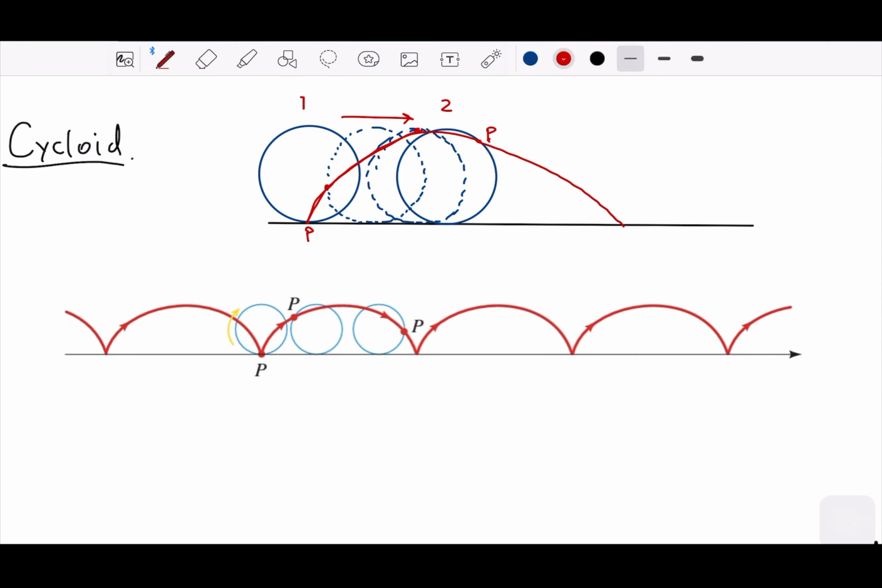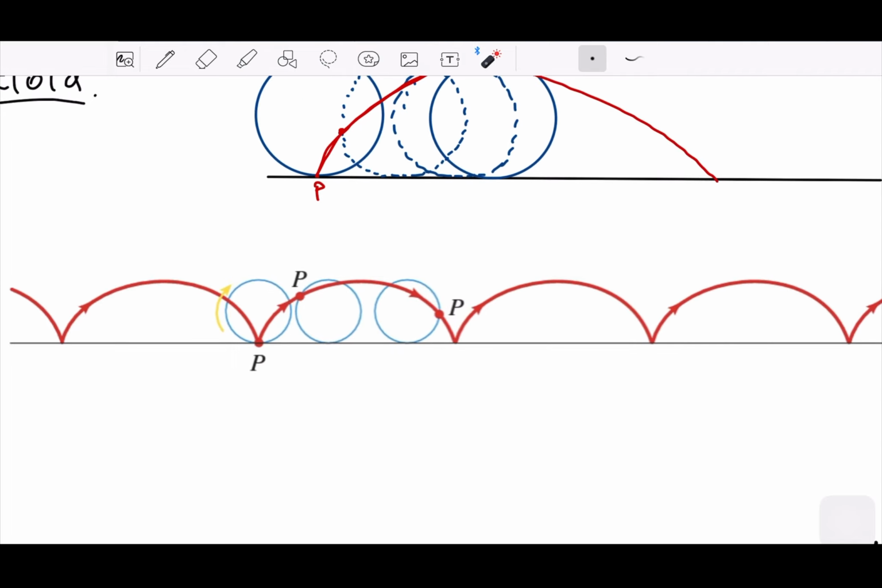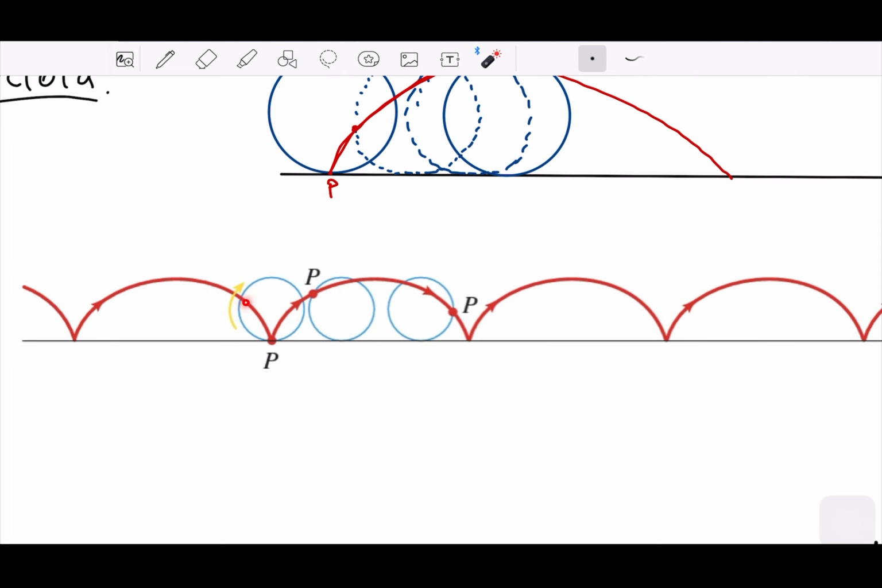So the green color, not green, sorry, the blue color is our circle. This is the first position. So it has a circular motion, goes over there and moves out, and you see the second position here. The point P has moved to this side, right?